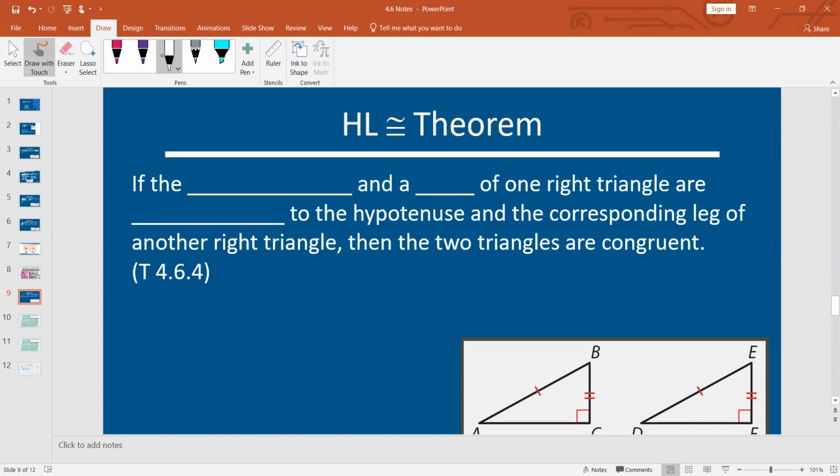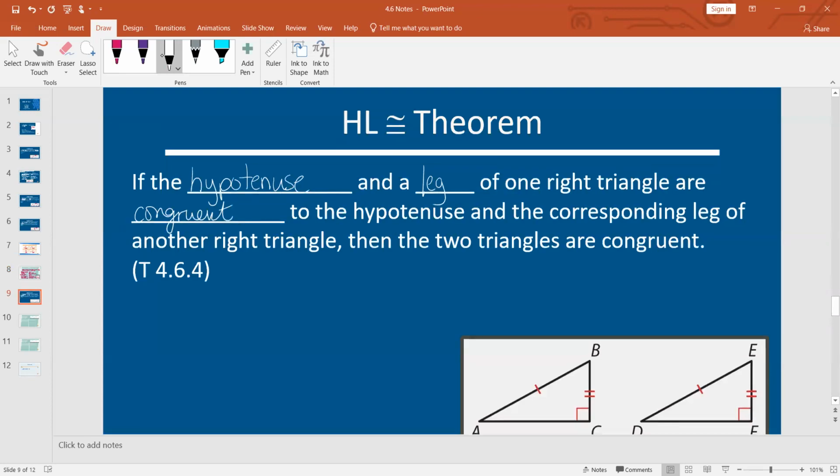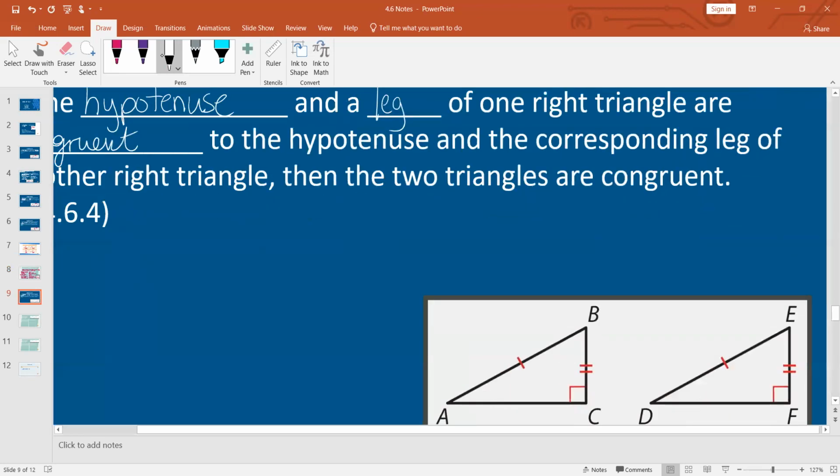If the hypotenuse and a leg, either leg, of one right triangle are congruent to the hypotenuse and the corresponding leg of another right triangle, then the two triangles are congruent. Okay, here's where it gets a little bit tricky.